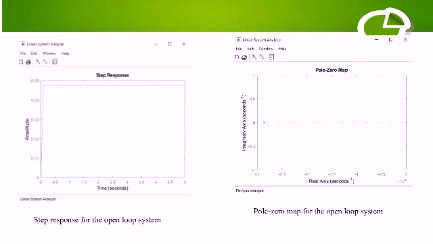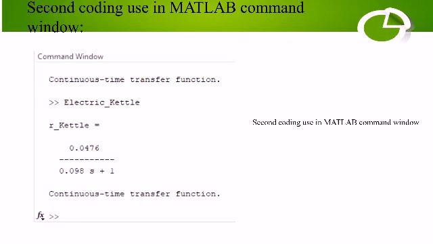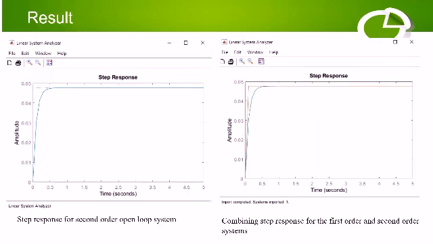The first is the step response for the open loop system, and the second one is the pole-zero map for the open loop system. Next, we use the second code in MATLAB, and here is the step response of the second order open loop system. Same as just now, the combined step response for the first order and second order systems is shown here.